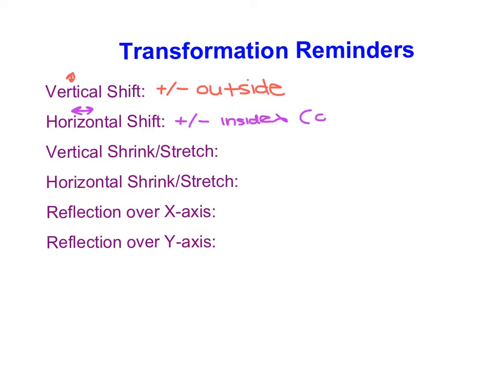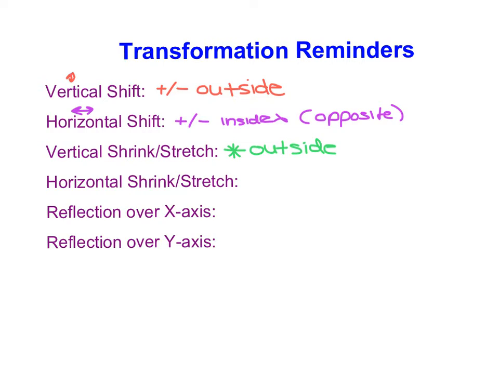And remember, this is going to be the opposite of what you expect it to be. So if we're moving to the right, it will be a negative addition or a subtraction. And if we're moving to the left, it will be a positive addition. Then from here we have vertical shrinks and stretches. Remember, this is a multiplication to the outside of the entire function. So this is where we put the entire thing in parentheses and we multiply each component by that value.